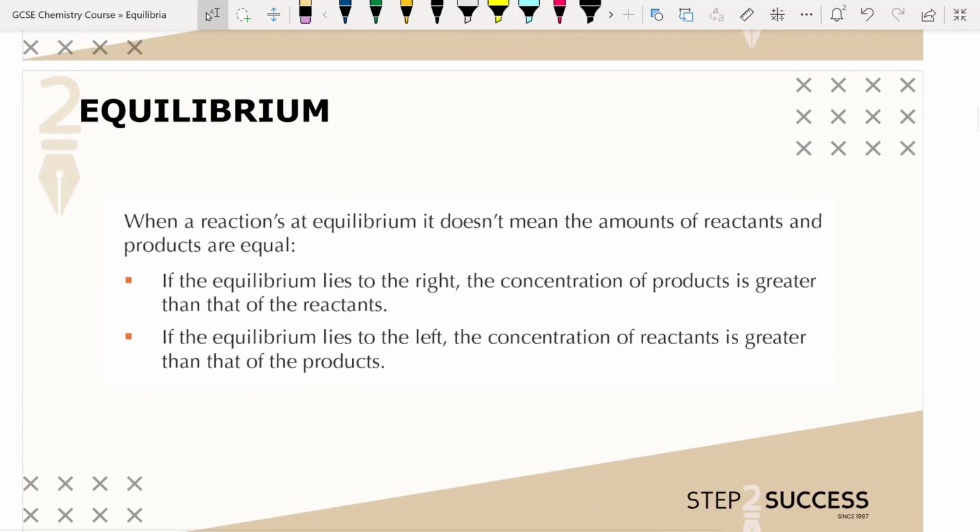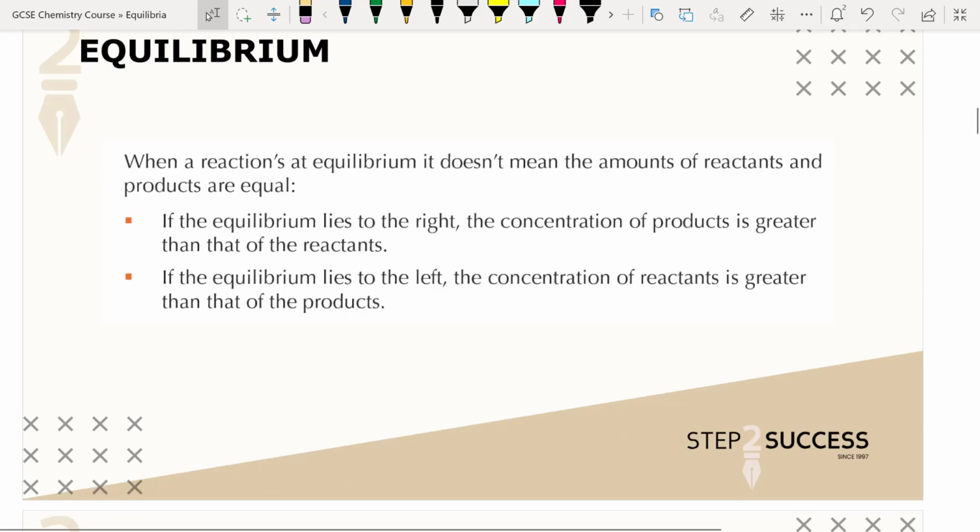When a reaction's at equilibrium, it doesn't mean that the amounts of reactants and products are equal, as I said. It could be that the equilibrium actually lies slightly to one side, which means that the concentration of the products is greater than that of the reactants, or the concentration of the right-hand side is bigger than the left-hand side. Similarly, the equilibrium can lie to the left, where the concentration of the left-hand side is bigger than the right-hand side. But equilibrium is all about the rate at which the forward reaction and the backward reaction are going. It takes a little while to get your head around it, but make sure you understand the definition of it.